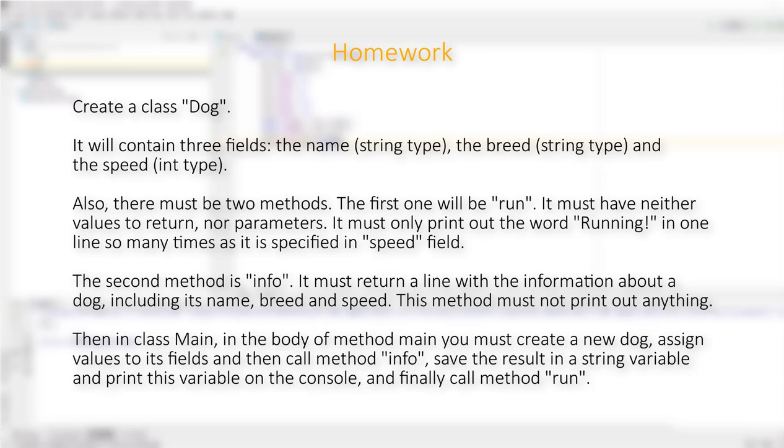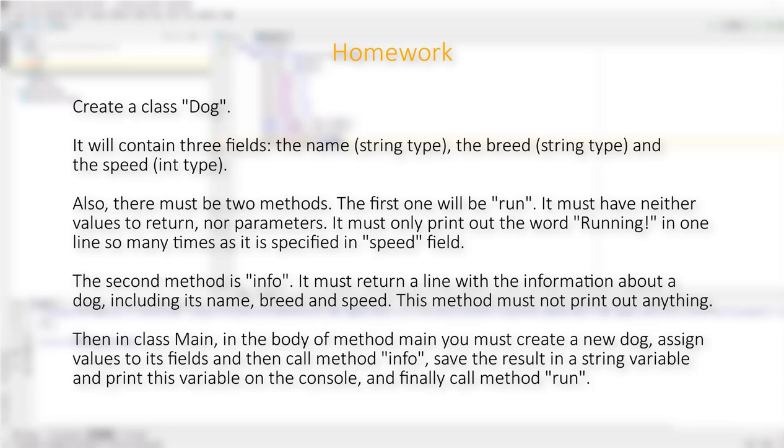Also, there must be 2 methods. The first one will be run. It must have neither values to return nor parameters. It must only print out the word running in one line so many times as it is specified in speed field. The second method is info. It must return a line with the information about a dog, including its name, breed, and speed. This method must not print out anything.